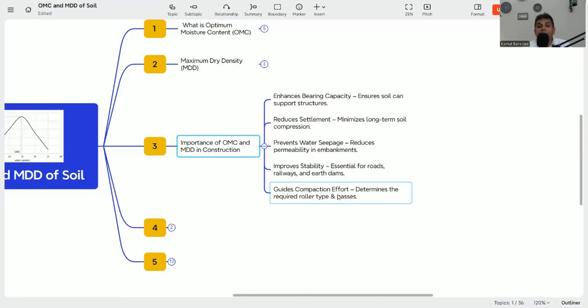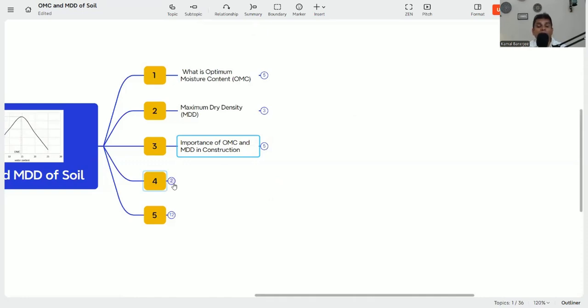And it guides compaction efforts, already discussed, that determines the required roller type and passes, because whatever the maximum dry density and OMC is, that will determine how much load is coming onto that. On that basis, you can plan your roller types and how many passes you require. Although we have the IS code, it relates to how much percentage you require and how much load will come, and it will determine the roller type and passes. So these are the importance of OMC and MDD.